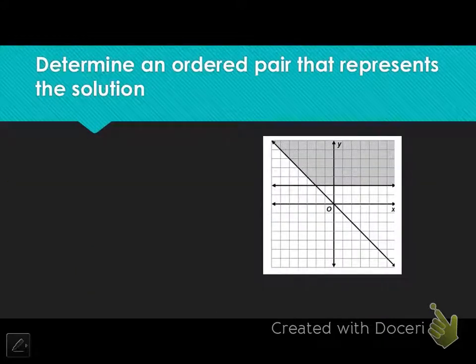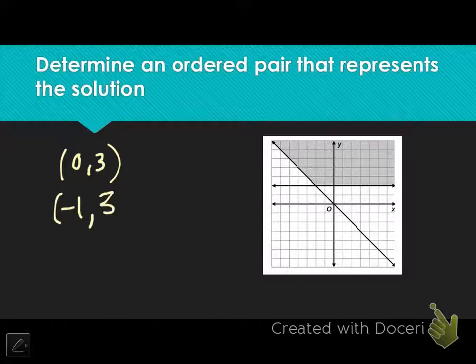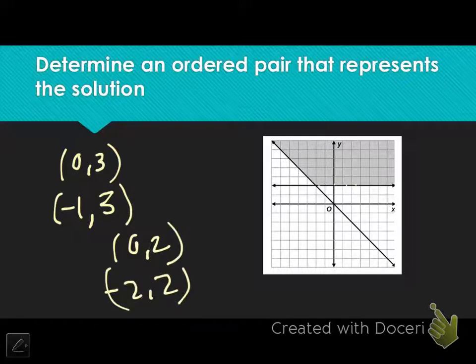Okay, determine an ordered pair that represents a solution. Okay, so I said a solution is something that sits in my shaded region. So I could pick any of these points here because they all sit in my shaded region. So let's do 0, 3 would work. -1, 3 would work. And since these are solid lines, any point on those lines would work too, because if I plug them in, it would either be less than or equal to or greater than or equal to. So they can be equal to. So 0, 2 would work. -2, 2 would work. So just make sure that it's somewhere in the shaded region or on a solid line.